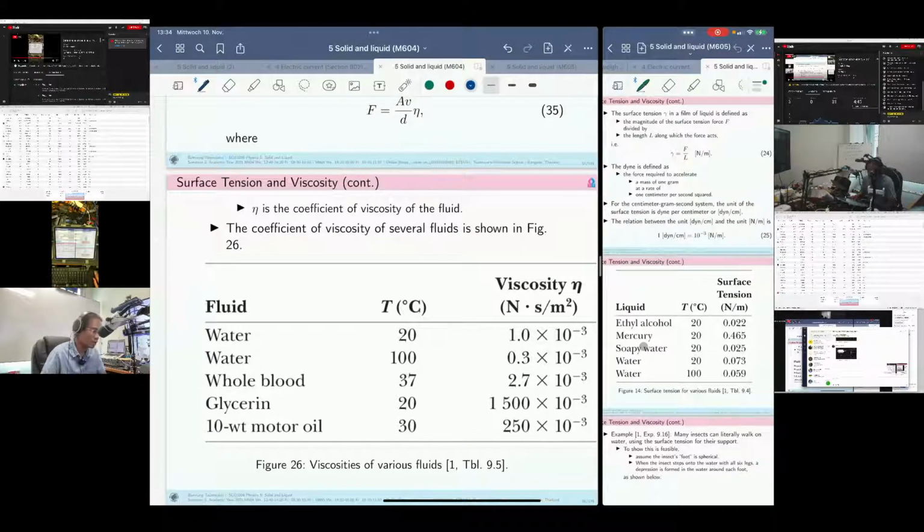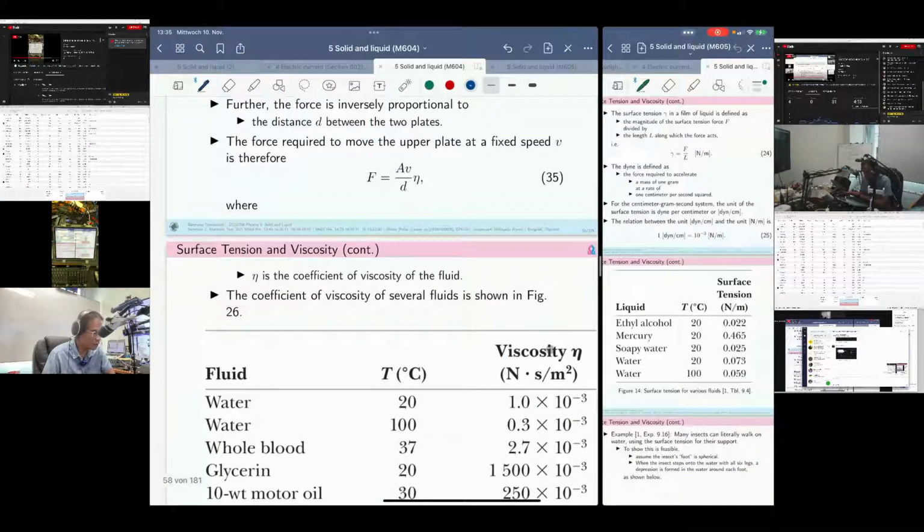All right. The next thing is glycerin, which is the kind of fluid that you may have seen at room temperature is very sticky. It's 1,500 times 10 to the negative 3, which is 1.5. Let's talk about the unit of the viscosity, eta.